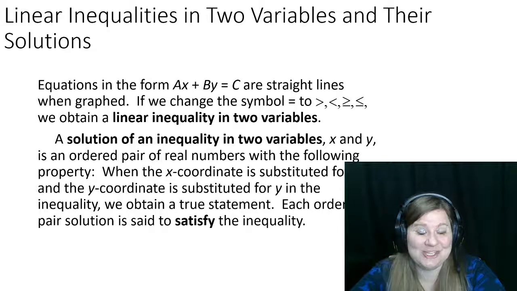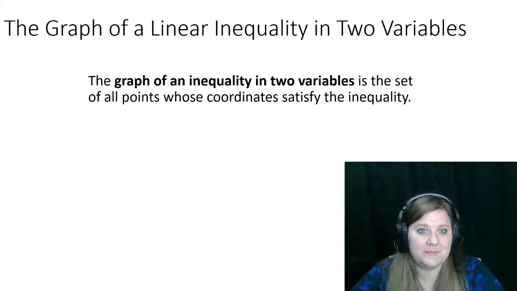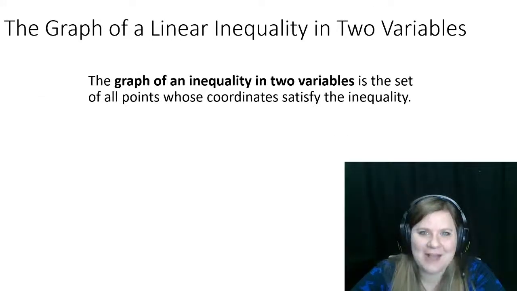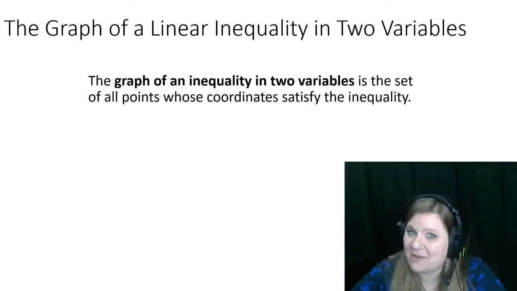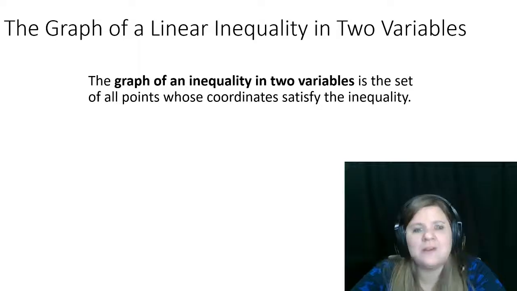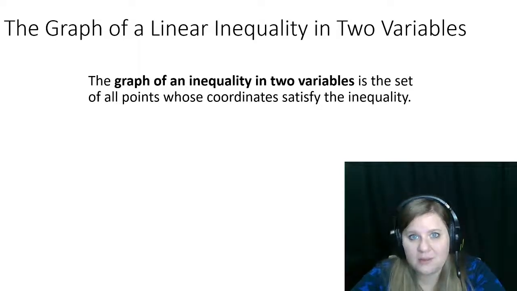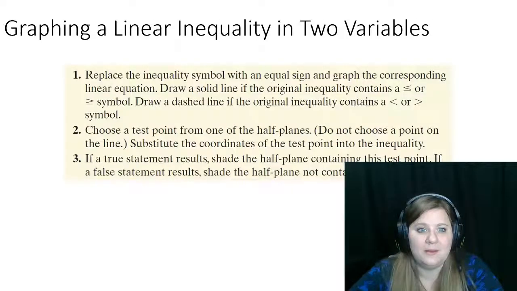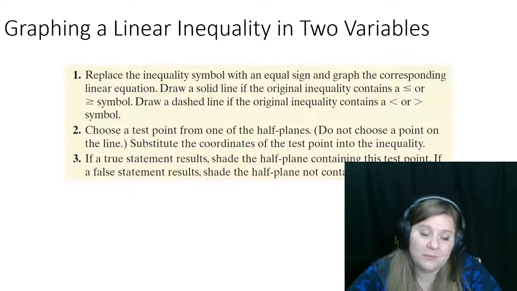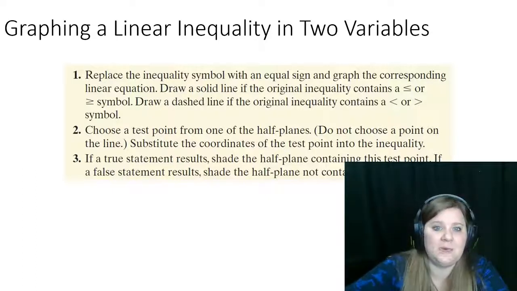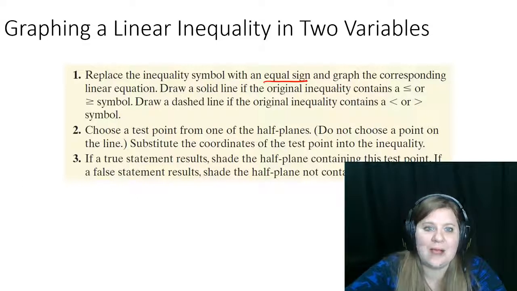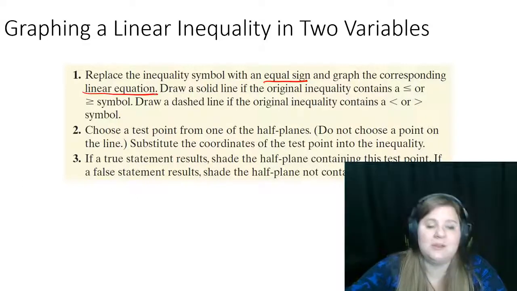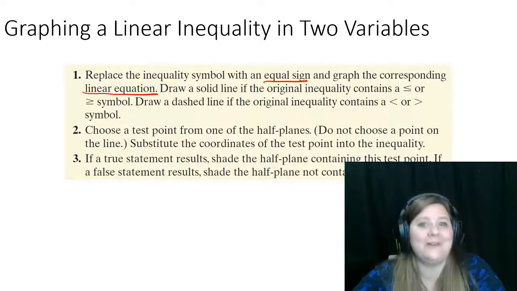So a solution is still going to be written as a point, but we may be able to write lots of solutions. So we're going to look at the graphs of linear inequalities, a lot of graphs. Remember, you're going to be graphing lines the same way you've always graphed lines. But when you graph a linear inequality, you also have to graph whether it's dotted or solid, and you have to shade appropriately. So how do we graph? Well, step one is to replace the inequality sign with an equal sign and graph the corresponding linear equation. So basically, graph it like you would graph a line.